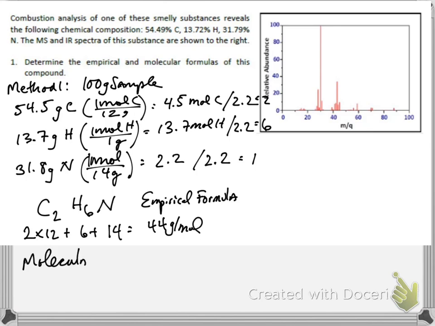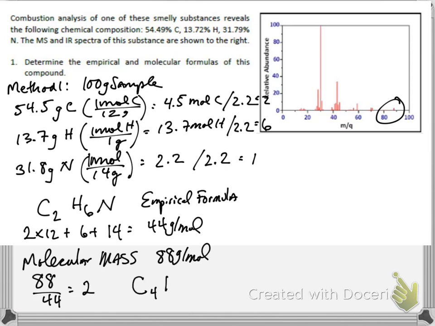But our molecular mass is not 44 grams per mole, it's 88 grams per mole. So that means that we have to multiply our empirical unit by 2, giving us C4H12N2. That would be our molecular formula.